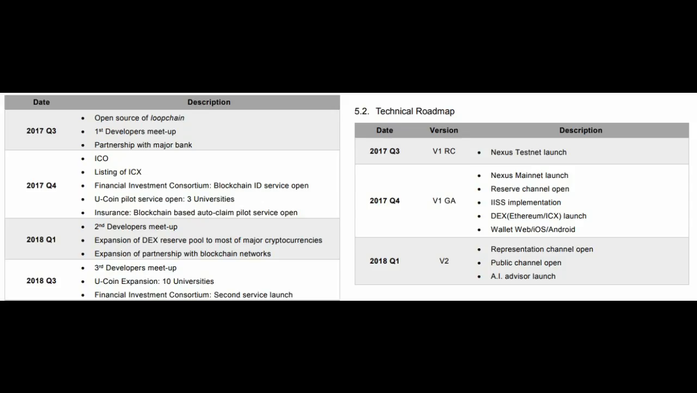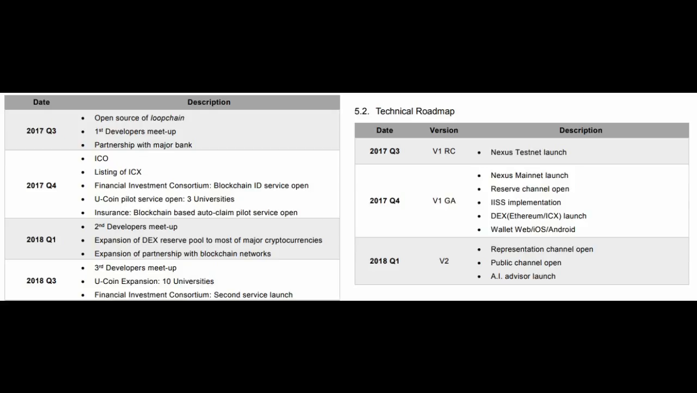So now let's talk about the roadmap for them. They've got a solid roadmap that seems like they're going to be deploying various things within the ecosystem very soon. To start us out with the business roadmap, in 2017 quarter 3, they're going to have the open source of loop chain, first developers meetup, and partnerships with the major bank. In quarter 4 of 2017, the ICO, the listing of the ICX token, financial investment consortium, blockchain ID service open, Ucoin pilot service open, free universities, insurance, blockchain-based auto claim pilot service is open.